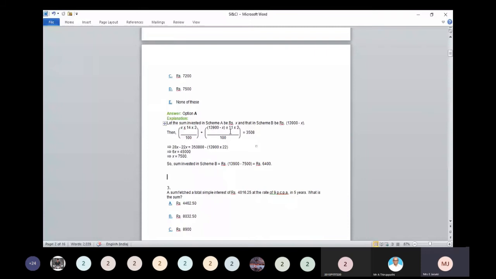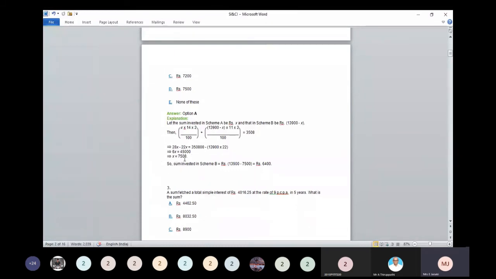13,900 into 11 into 2, what? 22. Okay, take this term into the right side. So plus of this term is a minus of 13,900 into 22. When you simplify this result, the left side is 28 minus 22, you'll be getting 6x. So 6x is equal to 45,000 and x is equal to 7,500.